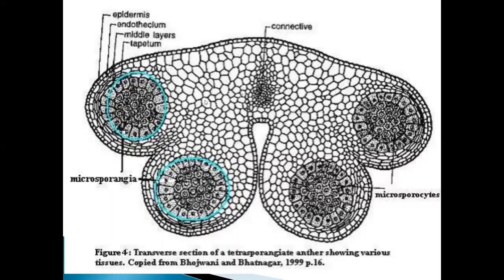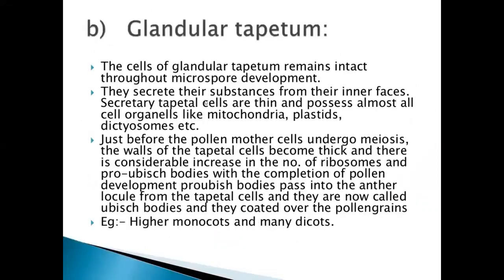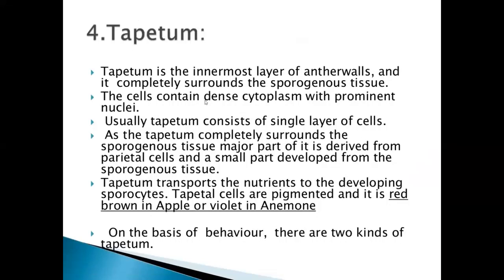Based on the development of the tapetum, the tapetum is of two types. We'll discuss that. It is the innermost layer of the anther walls, and it surrounds the sporogenous tissue. The cells contain dense cytoplasm with prominent nuclei. Usually the tapetum consists of a single layer of cells. As the tapetum surrounds the sporogenous tissue, the major part of it is derived from the parietal cells and a small part developed from the sporogenous tissue.